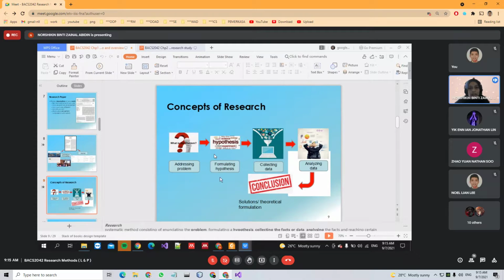After we have our hypothesis, we will go to data collection. After we get our data, we will analyze our data. Then we will go to the conclusion. We will conclude everything that we have done in our research. So basically, these are the 5 steps in conducting research.